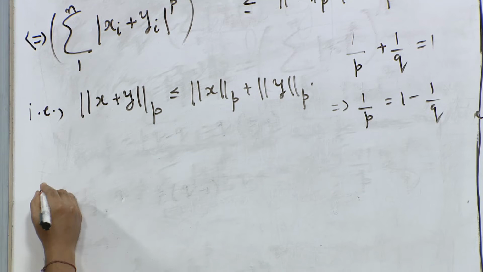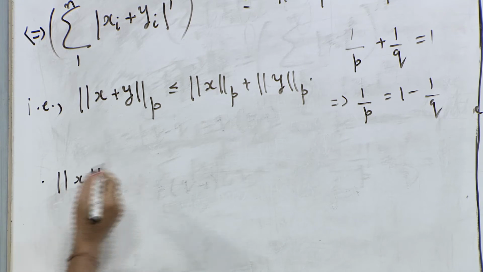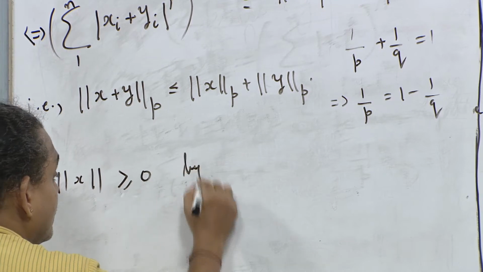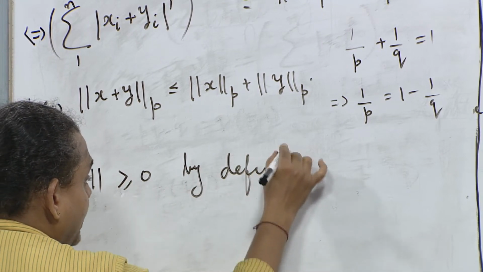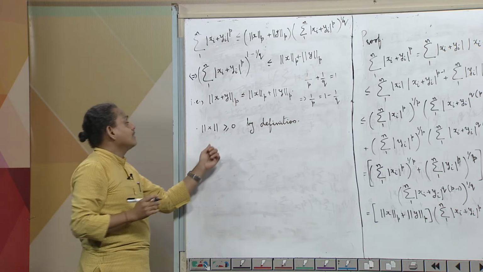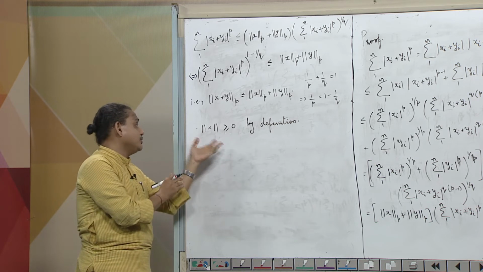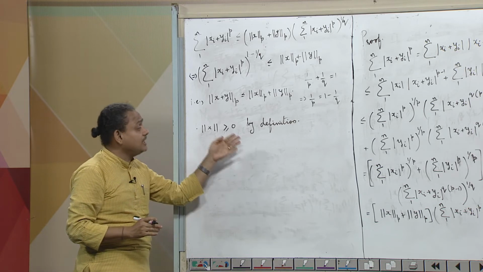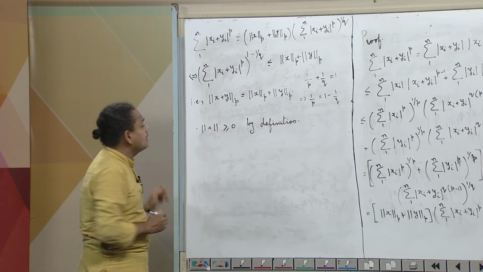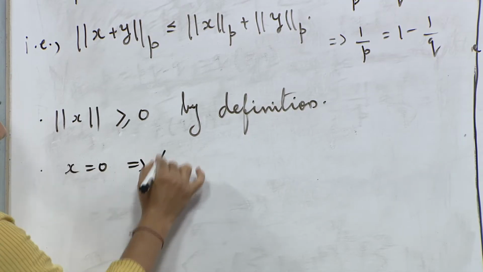Well, the first one is that we wanted norm x, by definition, to be greater than or equal to 0. The way we have defined it tells us that this is always greater than or equal to 0, because it is the sum of positive terms, you are only taking the pth power of the positive terms and only summing them, and again you are only taking the positive pth root. So, these things tell us that this is always going to be greater than or equal to 0.